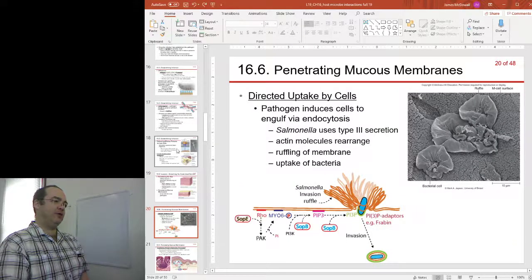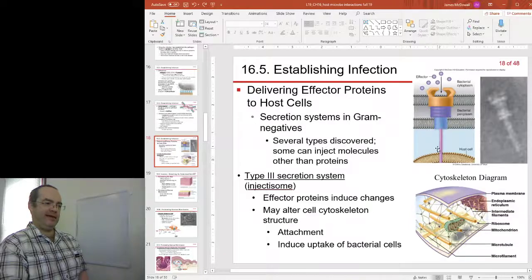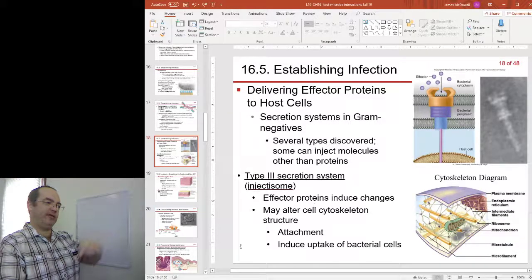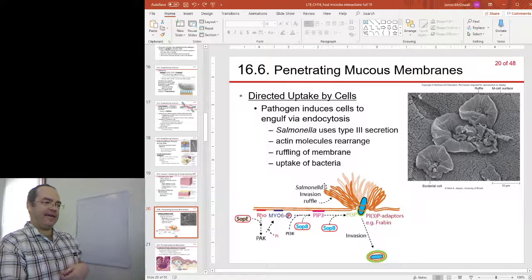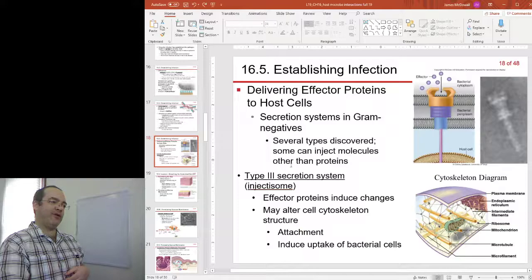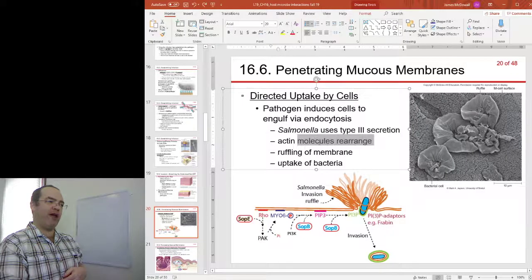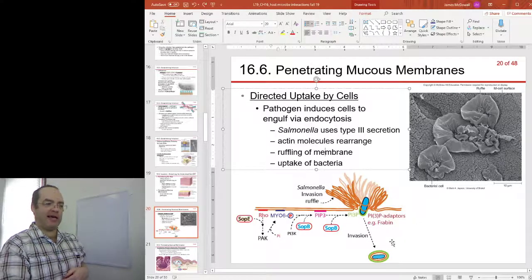So this goes back to slide 18. We've had a bacteria, it's landed and stuck to the host cell, it's injected some kind of protein. And in the case of Salmonella, Salmonella uses this type 3 secretion system to inject a protein, and that protein then works to rearrange the molecules that make up your cytoskeleton. It causes this thing called membrane ruffling.